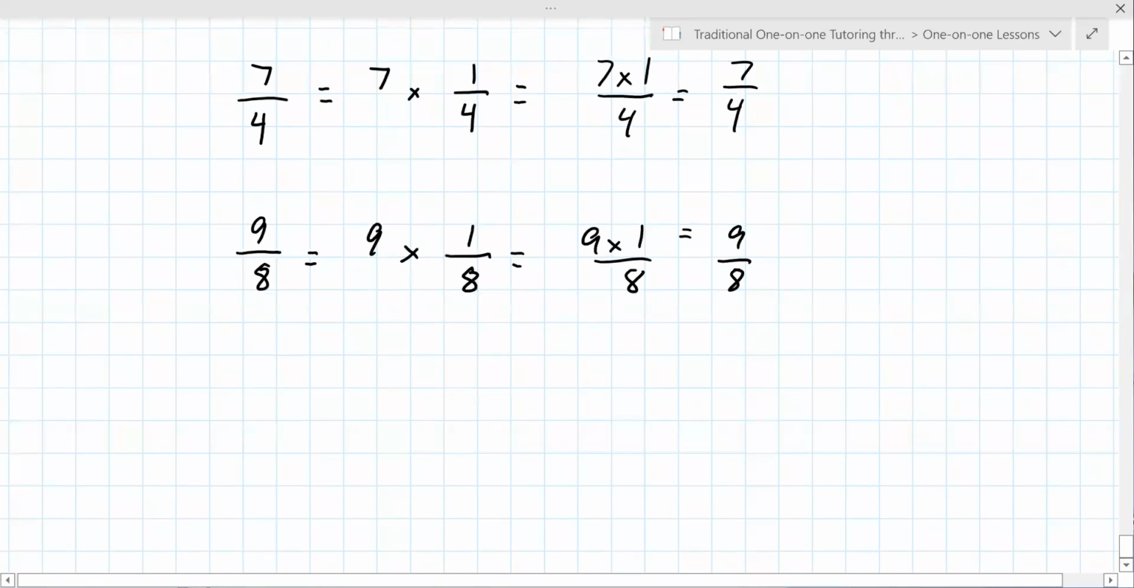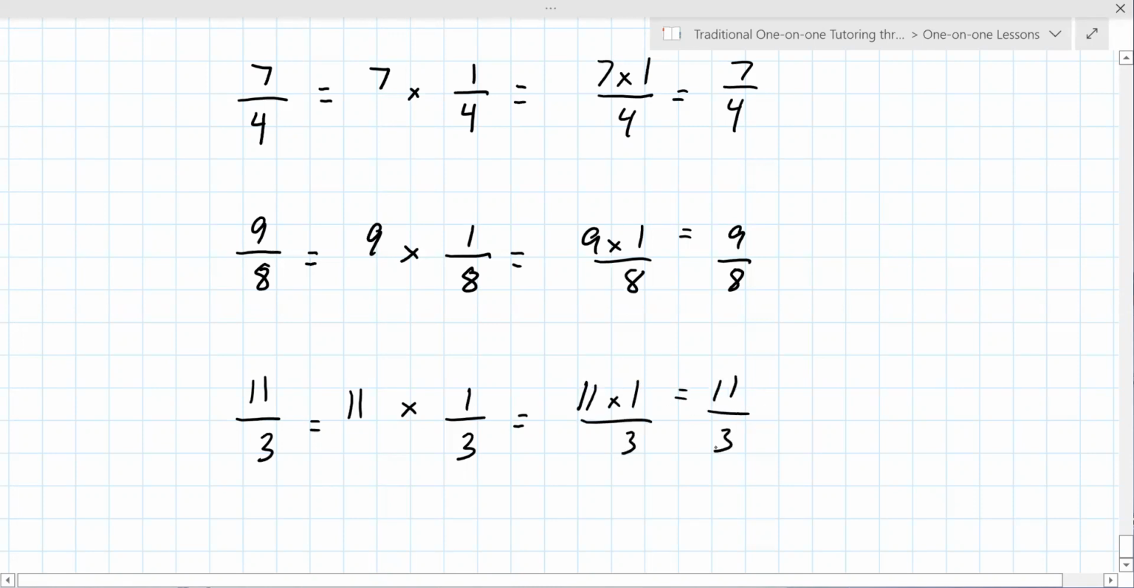Okay, so here's another example. Let's say it's 11 over 3. This is 11 times 1 divided by 3. Okay. And again, it works out just the same. 11 times 1, which is 11 over 3, like that.